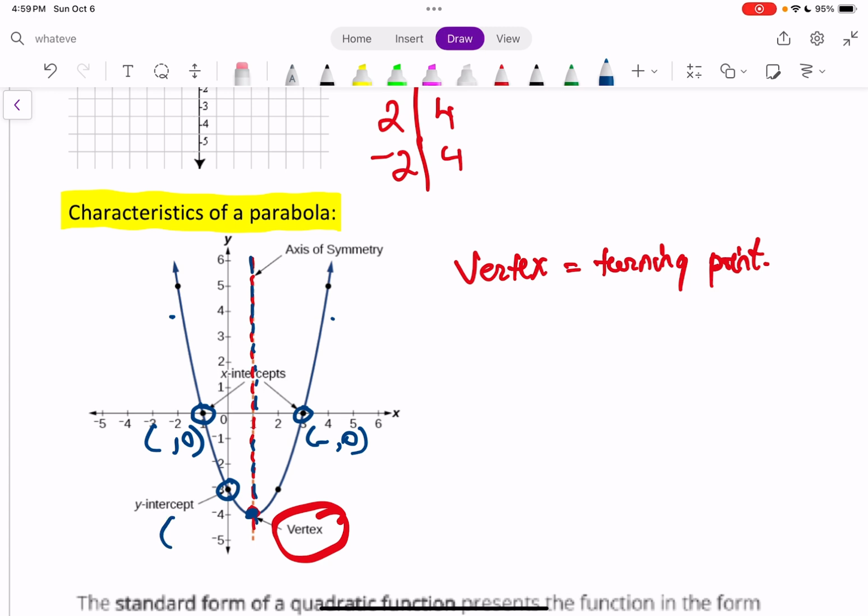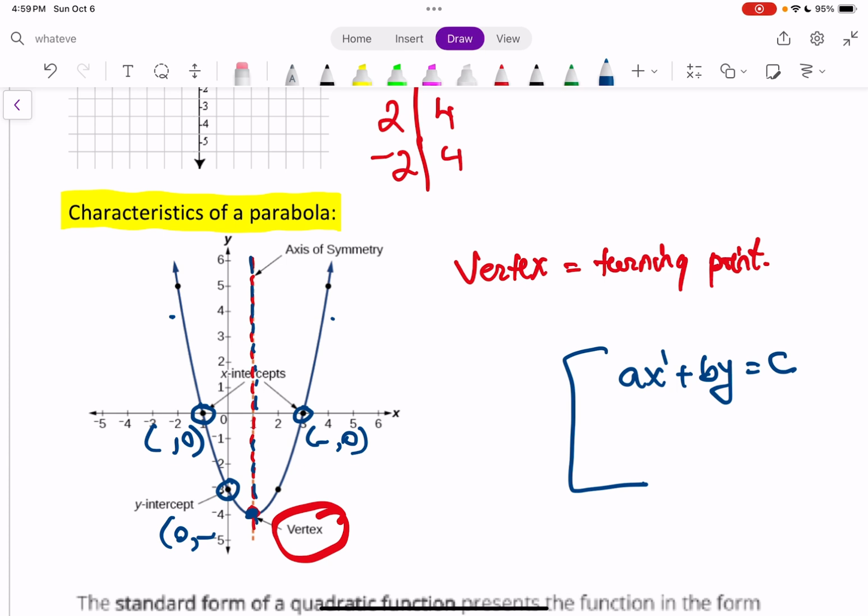If you are on the y-axis, the x is 0. Okay, so again, these are features that we might be looking for whenever we graph a parabola. So also want to remind you from the past, when we looked at the linear equation in two variables, linear, right? So x was to the power of 1.